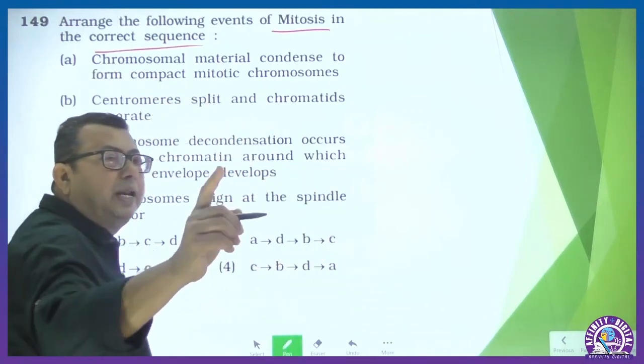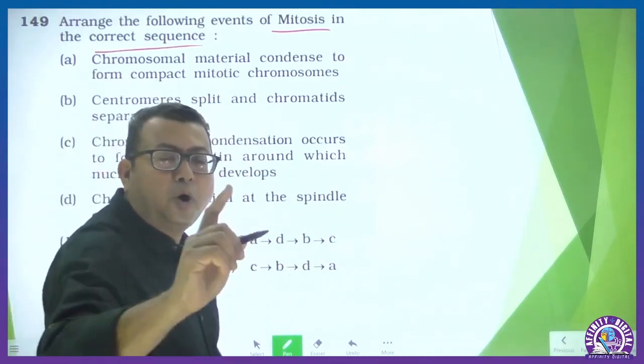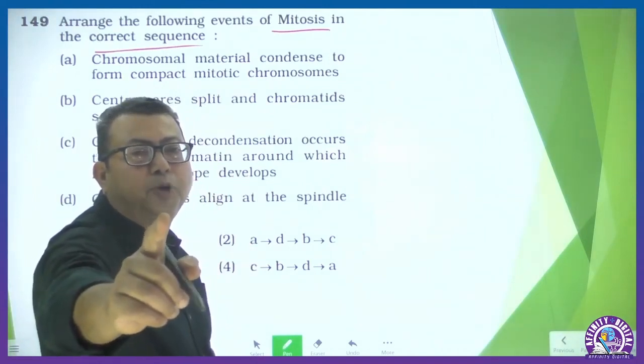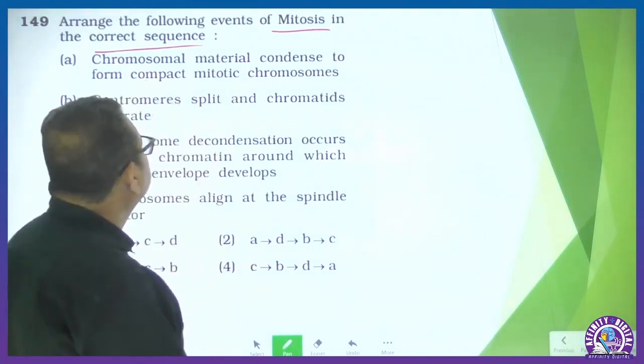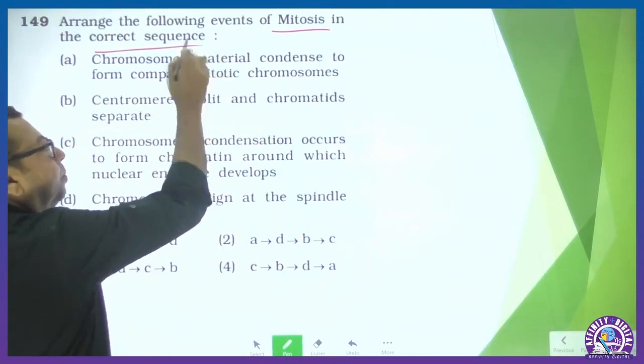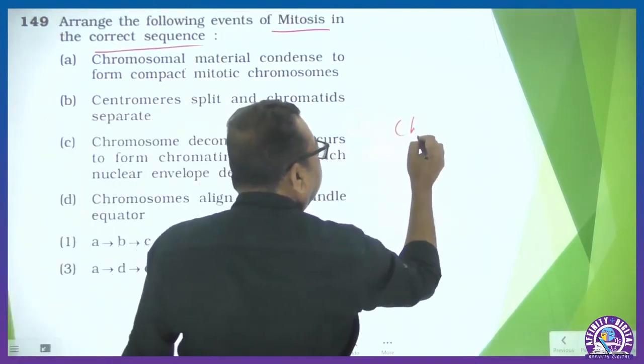But chromosome pehle banta hai prophase mein. Kaun sa stage of prophase mein chromosome pehle visible hota hai? Late prophase. Chromosomal material, matlab chromatin. Chromosomal material ka dusra naam kya hai?